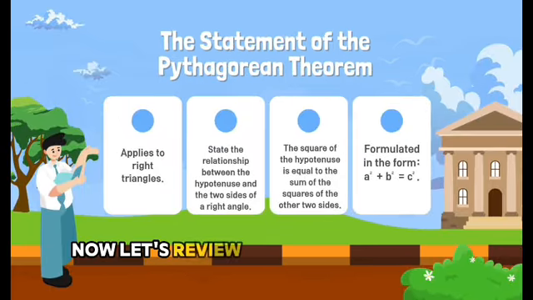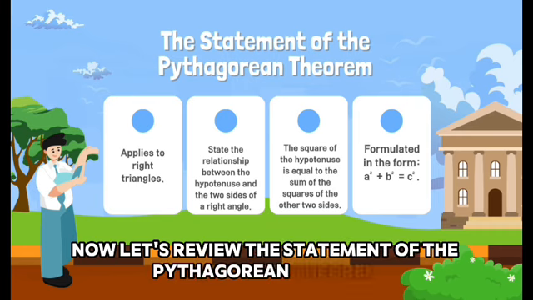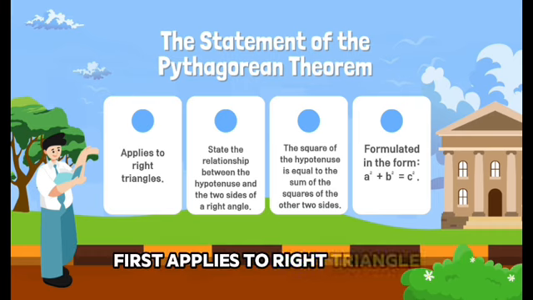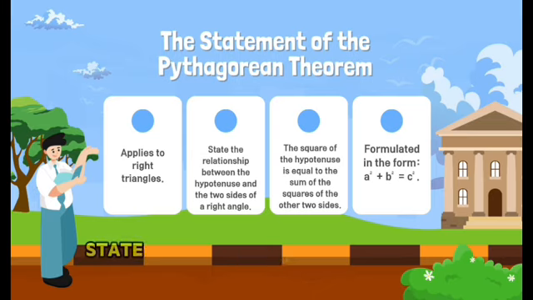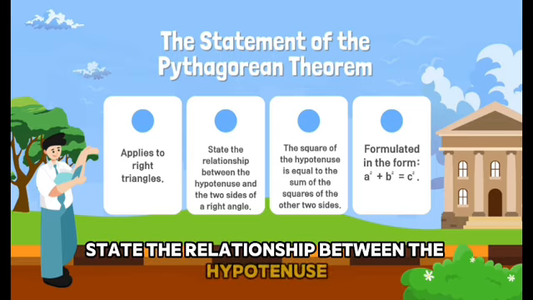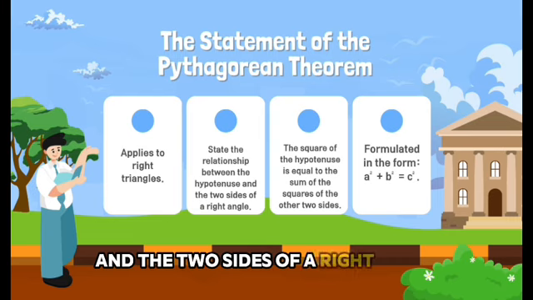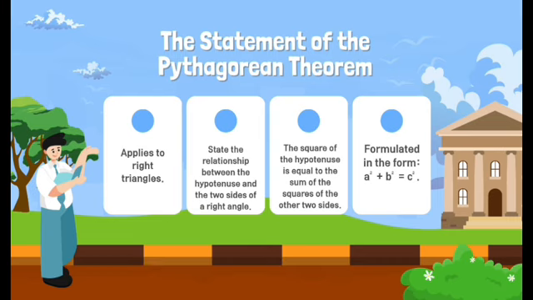Now, let's review the statement of the Pythagorean theorem. First, it applies to right triangles. Second, it states the relationship between the hypotenuse and the two sides of a right angle. Third, the square of the hypotenuse is equal to the sum of the squares of the other two sides. Fourth, it is formulated as a squared plus b squared equals c squared.